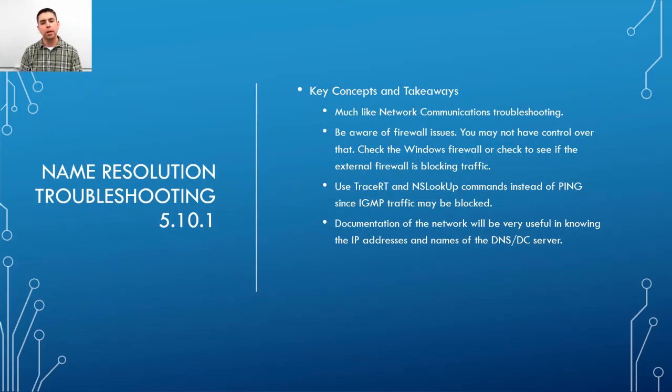Name resolution troubleshooting, just like network communication, you start small. Be aware of firewall issues. Sometimes a firewall will block certain ports and certain policies, certain things from being allowed on the network. So such as a ping, it may be blocking the ICMP packets going through. So be aware of the firewall. Sometimes you have control over that, sometimes you don't. Again, you can use traceroute and NSLOOKUP instead of ping if the traffic is being blocked. And then documentation of the network is very helpful in a lot of instances where you're trying to get to specific devices such as switches or DC, etc.